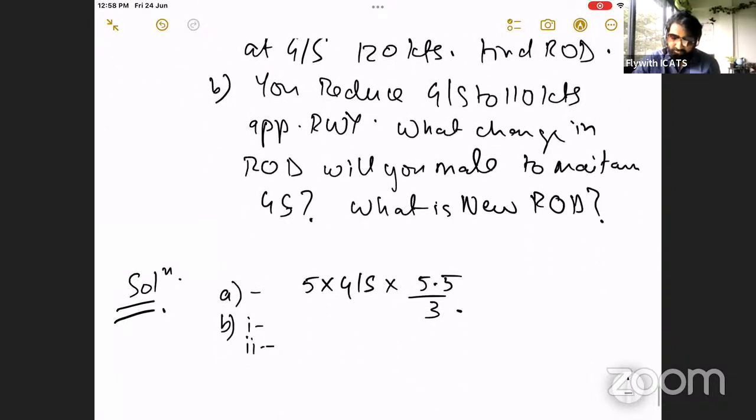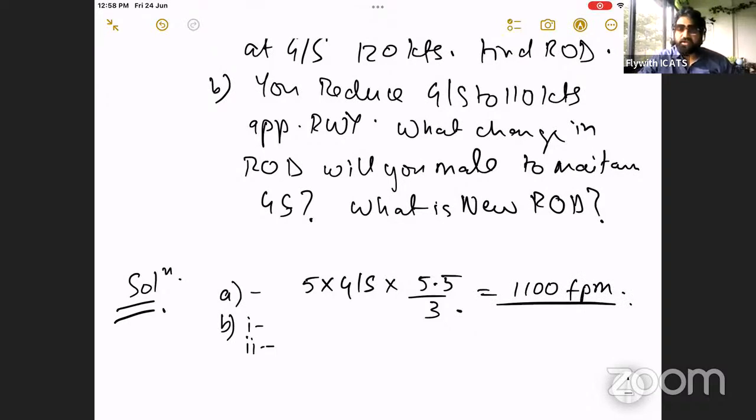My ground speed was 120, right? 5 into 120 into 5.5 divided by 3. I get 1100 feet per minute, my actual ROD. Swati, why did you not get it correct? Hardik, your answer is correct.